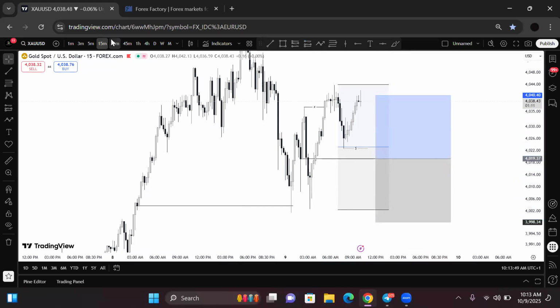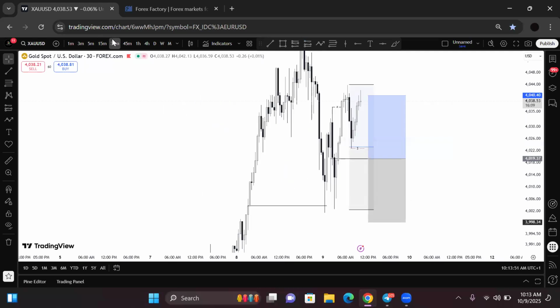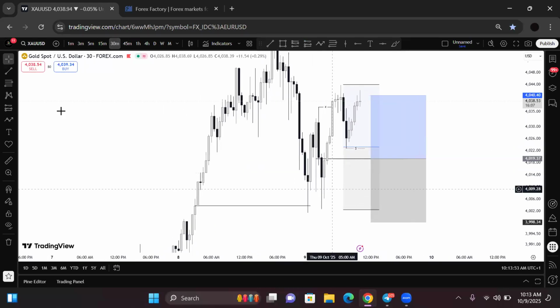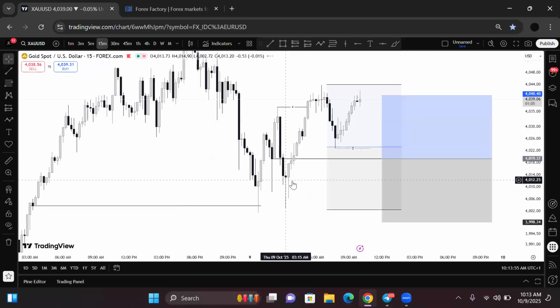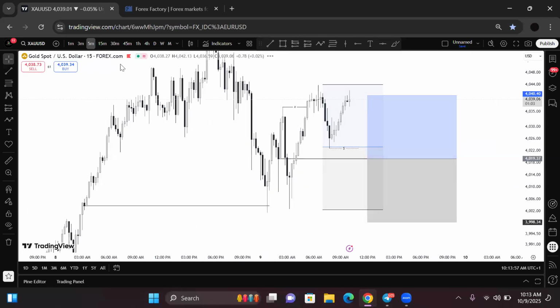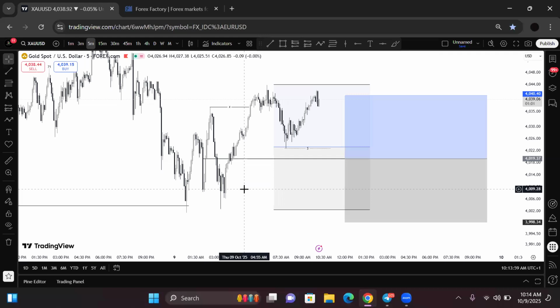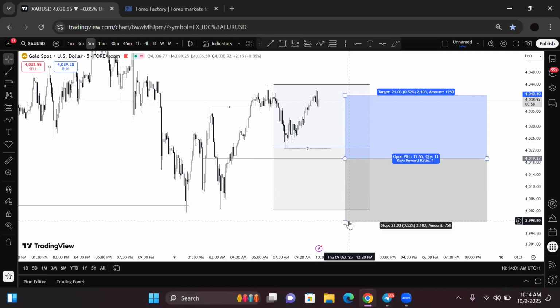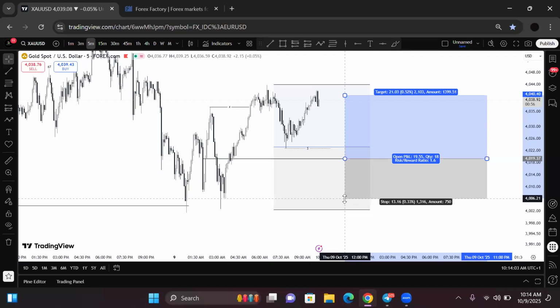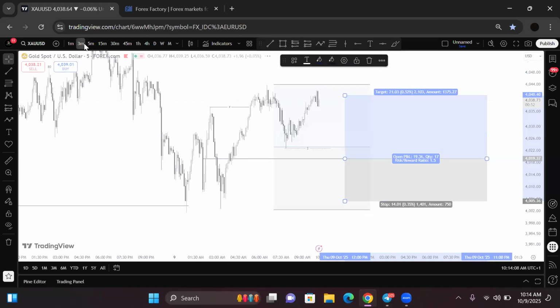What will my stop loss be? Let me check 30 minutes. Back to 15, and let me see 5 minutes. Right, so my stop loss is going to be here. My stop loss is quite wide, though. Very wide actually.